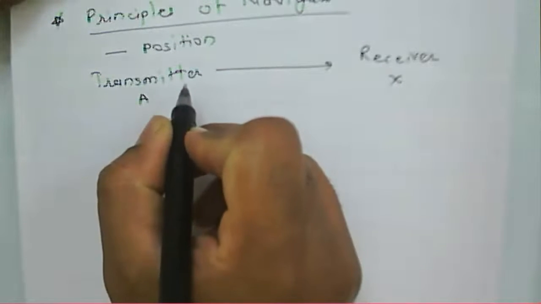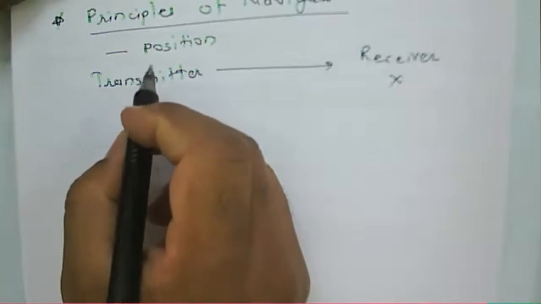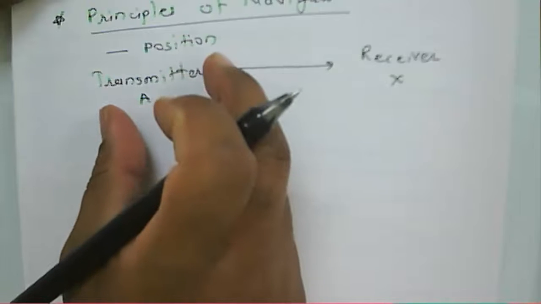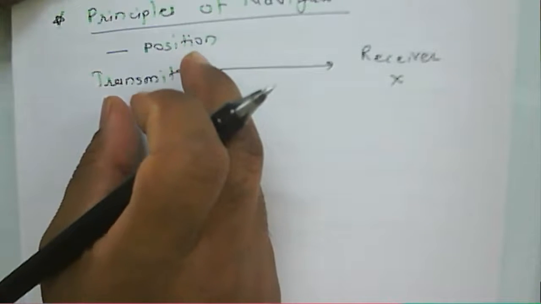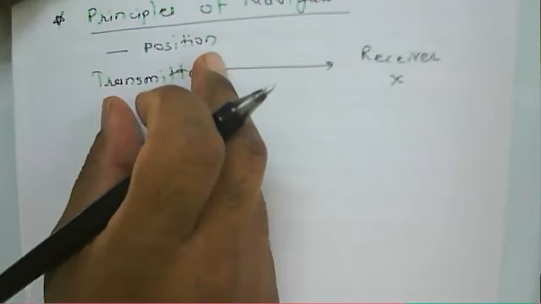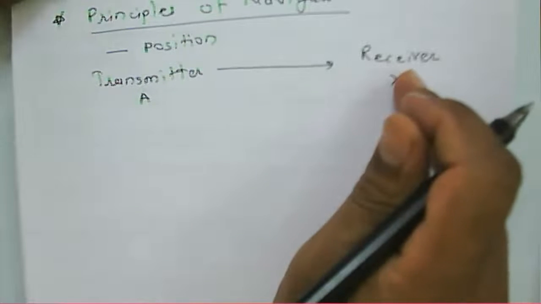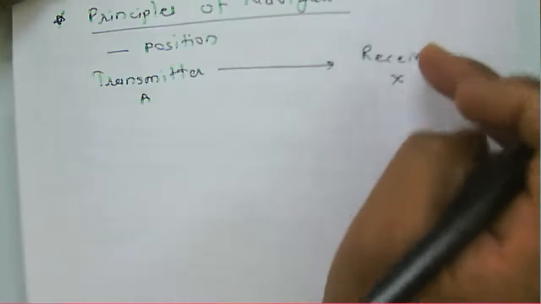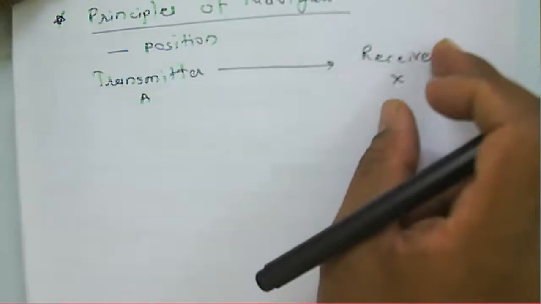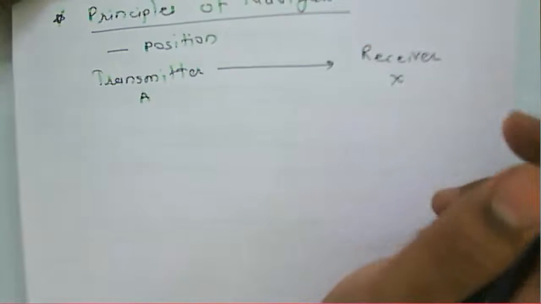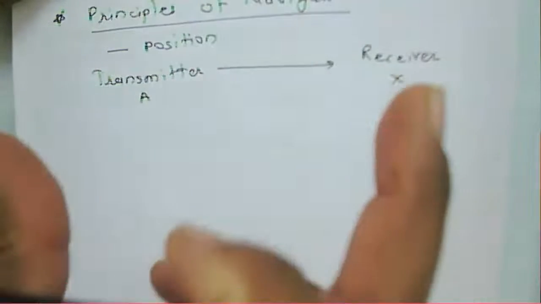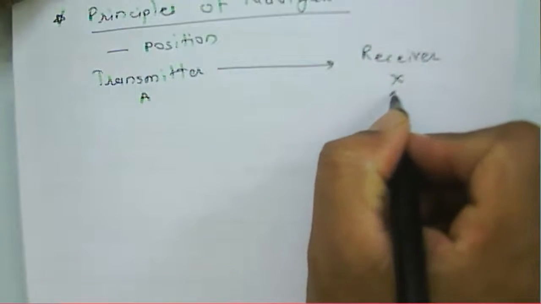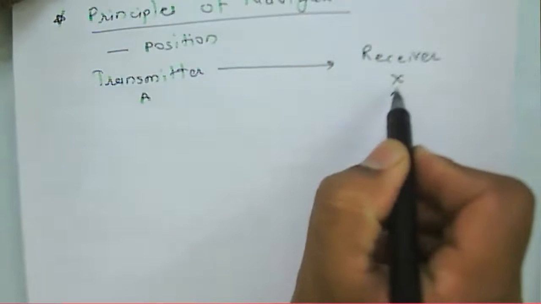So if we know the exact instant of transmission, then we can measure the arrival instant, and we can measure that arrival instant using the local clock at the receiver, and then we can calculate the delay. That gives the distance of the transmitter from this position.